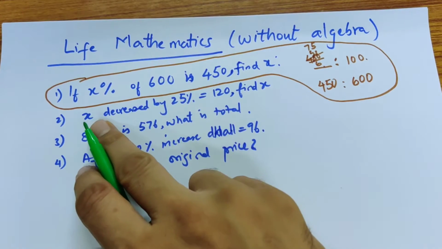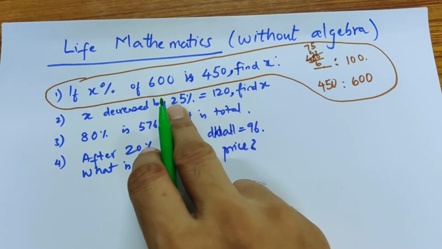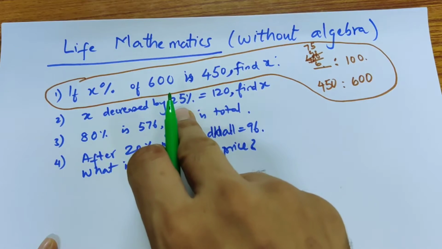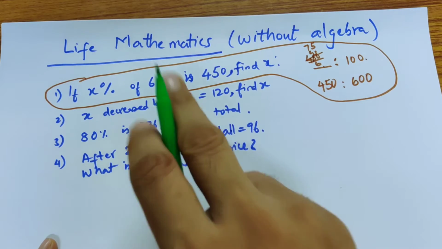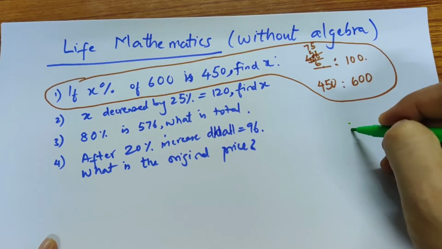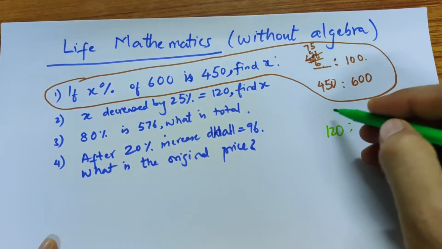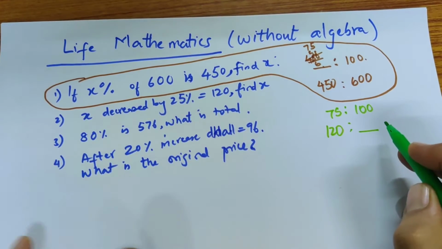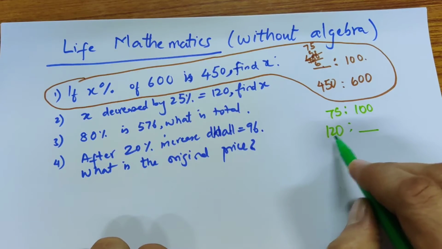Now how about this? X is decreased by 25%. Okay, so the total is 100%, right? 25 out of 100, but they are saying it's decreased by 25. That means this is 75%. So some number which I don't know, that's the total, right? That is to 120 as, in this case you remove 25, 75 will be left, 75 is to 100. So I don't have the total here, this is the one number I don't know. So 75 is to 100 is 120 is to what?